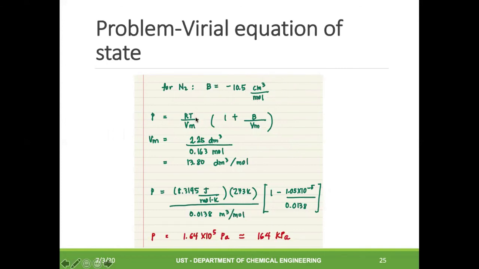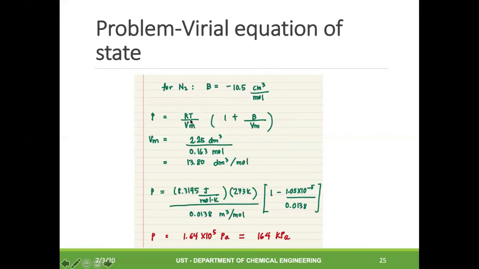So we will be using p is equal to RT over Vm multiplied by 1 + B over Vm. Vm is the molar volume. So 2.25 cubic decimeters divided by 0.163 mole, so we will be getting 13.8 cubic decimeters per mole.